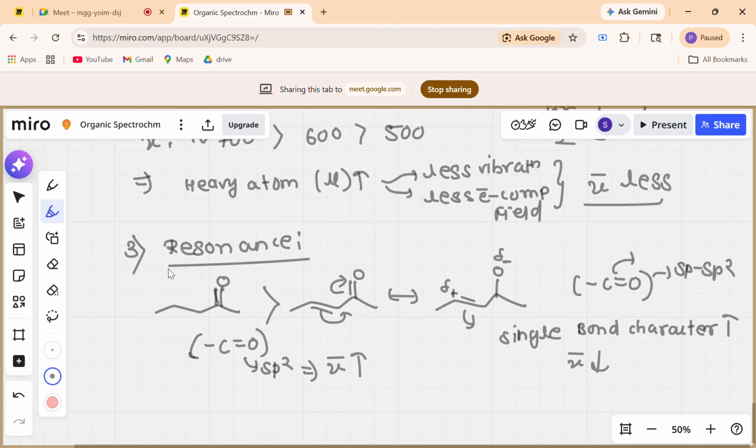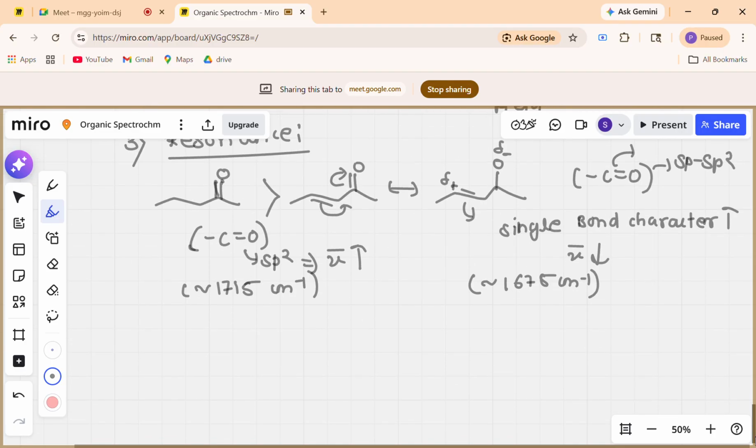So this is how resonance will affect the stretching frequency. If you see the absolute values, this will come around 1715 centimeter inverse, whereas in the case of an alpha beta unsaturated ketone molecule it will come around 1675 centimeter inverse. So there is a visible change that you can observe and detect: whether your carbonyl group containing molecule is saturated, or alpha beta unsaturated, or has no double bond conjugation next to it. Okay, so this is how you can also determine the structural characteristics.